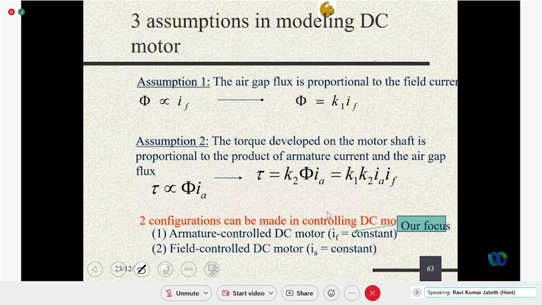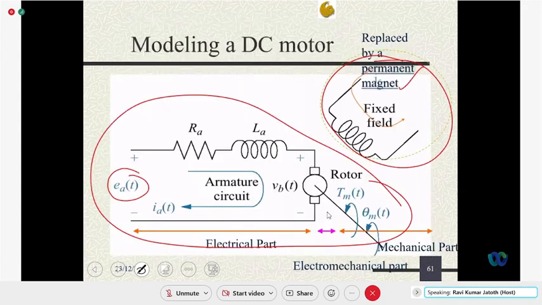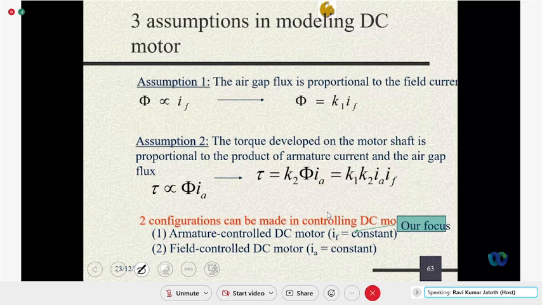Now we will make certain assumptions. The first assumption is that the air gap flux is proportional to the field current. So here is the field current, and here the armature current or armature voltage. The air gap flux is proportional to the field current, yes, correct. So psi is proportional to IF, so psi is equal to K1 IF. That is assumption 1.